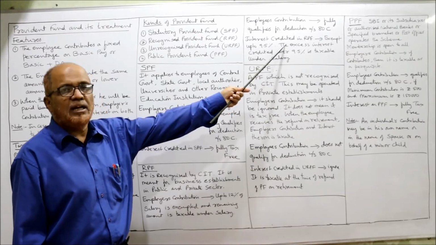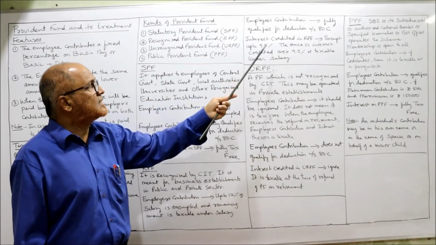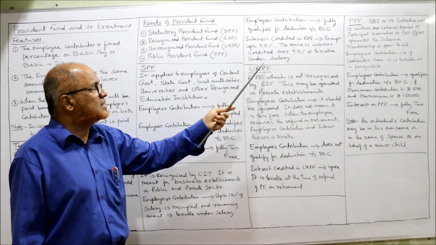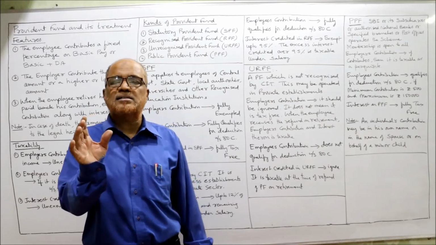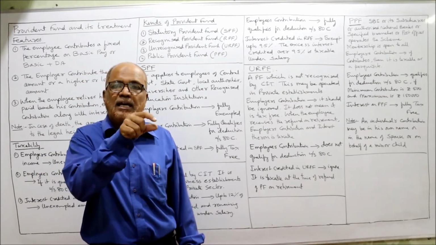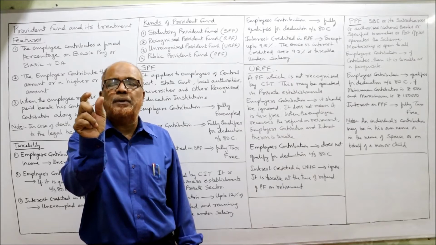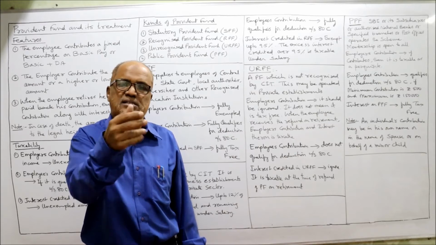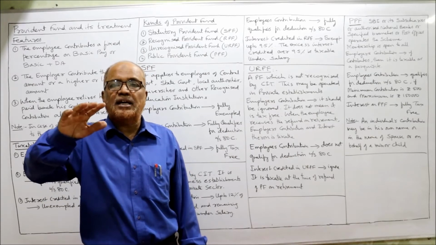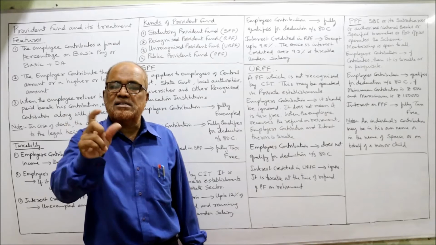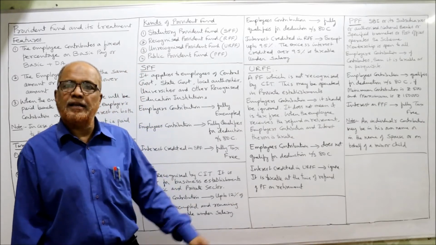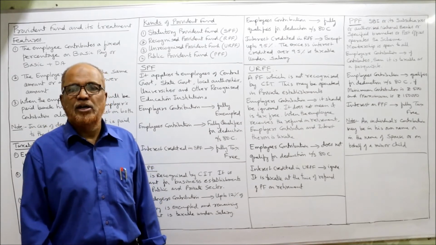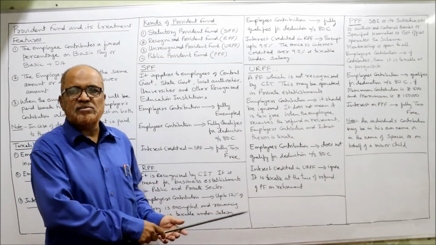Now, interest credited in RPF. The Income Tax Act says interest up to 9.5% is exempt. The excess interest credited over 9.5% is taxable under salary. If the interest is credited at more than 9.5%, the excess will be taxable under salary. So these are the provisions regarding RPF, Recognized Provident Fund. So I have explained SPF as well as RPF.